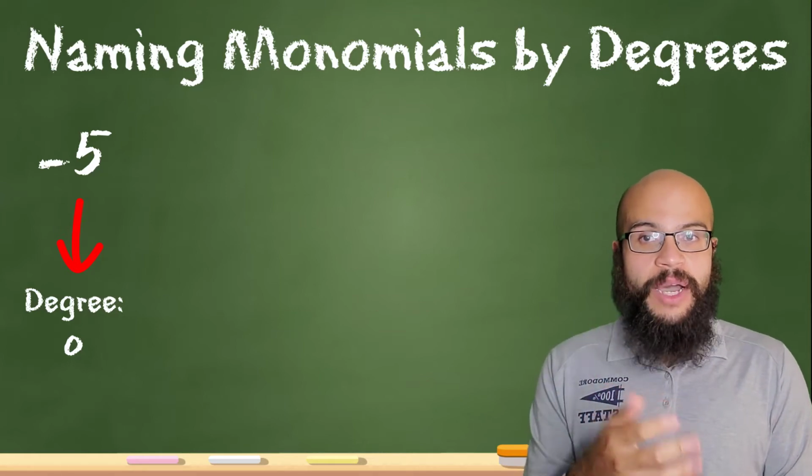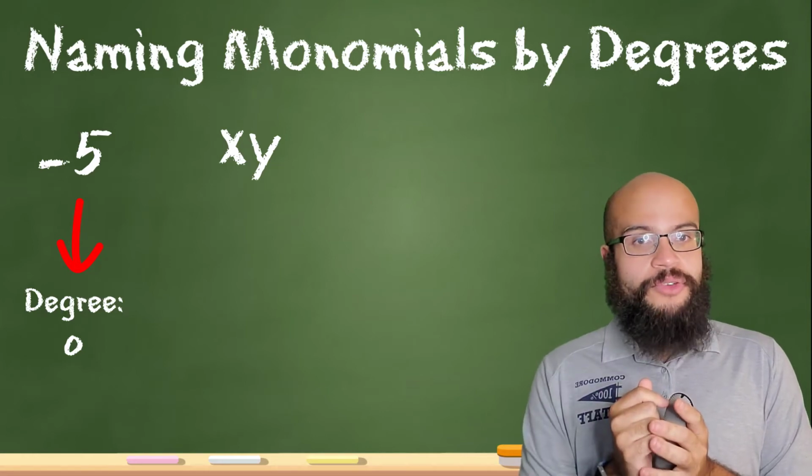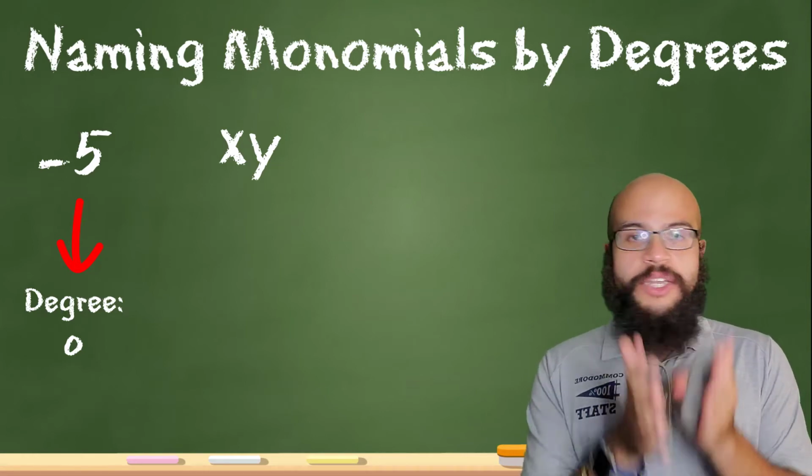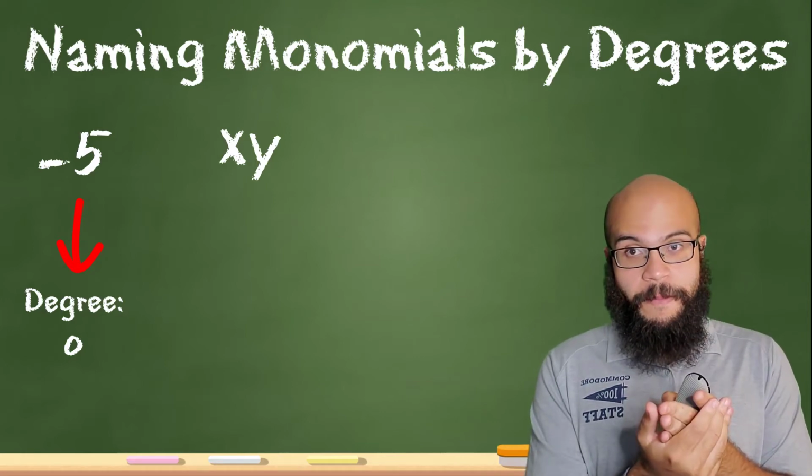Now, this next monomial has two variables, but that doesn't make it two terms. It's still one term. There's no addition or subtraction happening, so this is still one term.